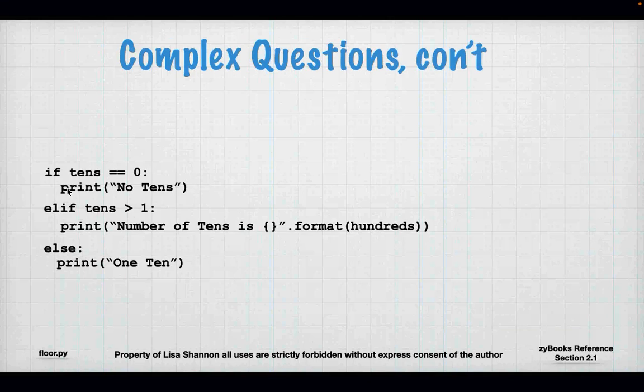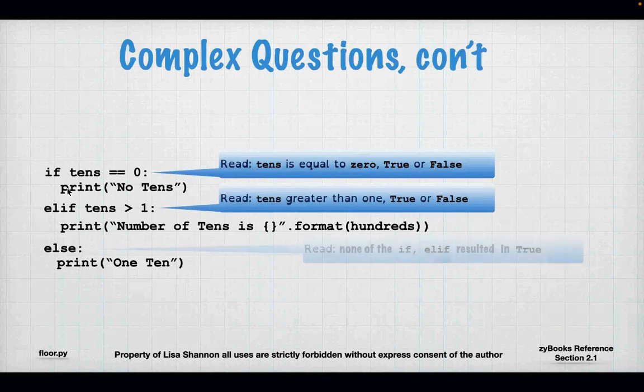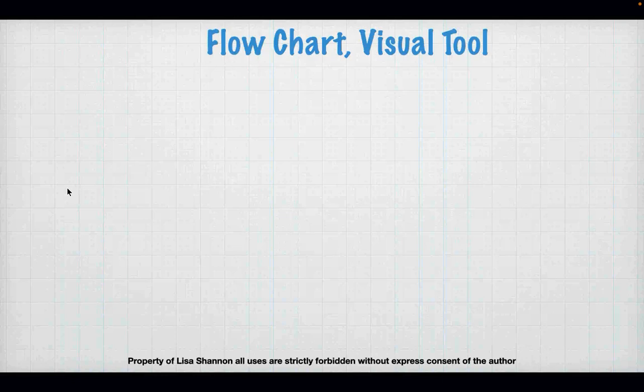Okay. And then we have the same thing for tens, so it's a pattern. So I have tens is 0, no tens. Tens greater than 1, number of tens is, and I print it out. Other than that, I have a single 10, 1 10. Okay, greater than true, false, none, the result is true.